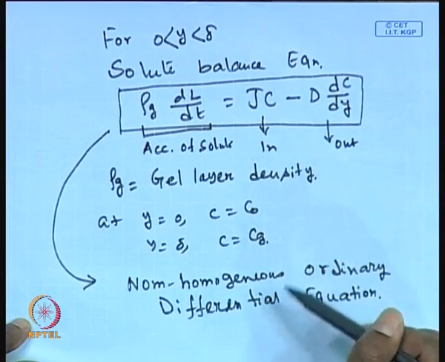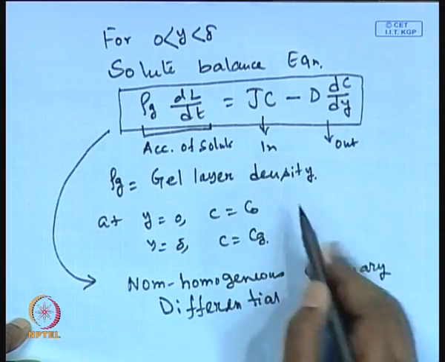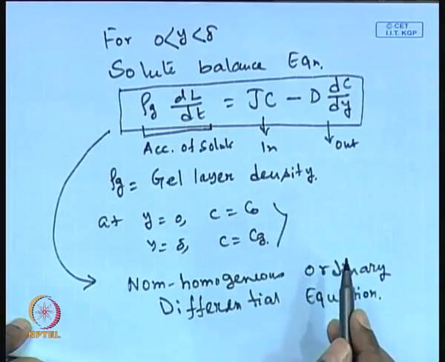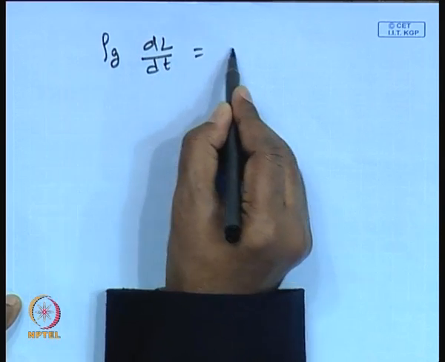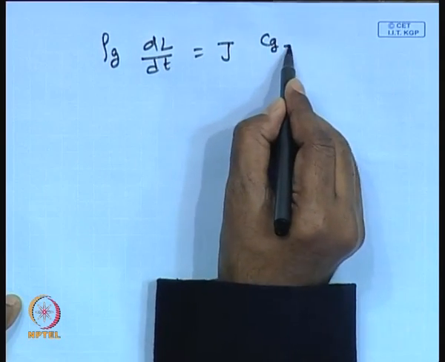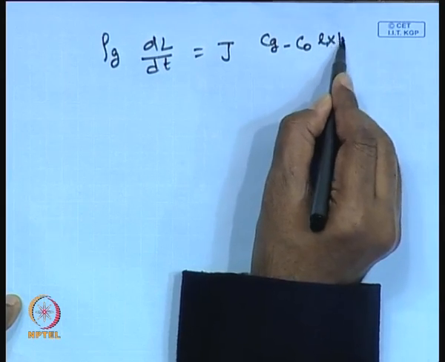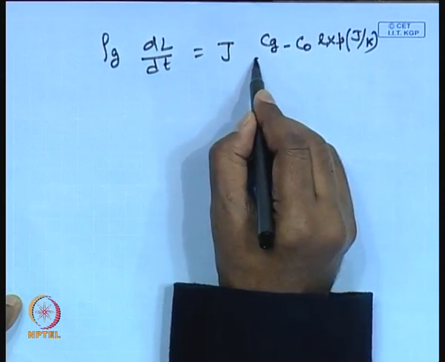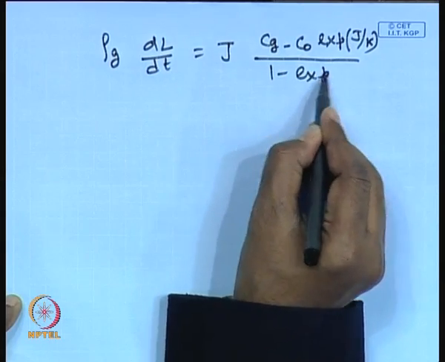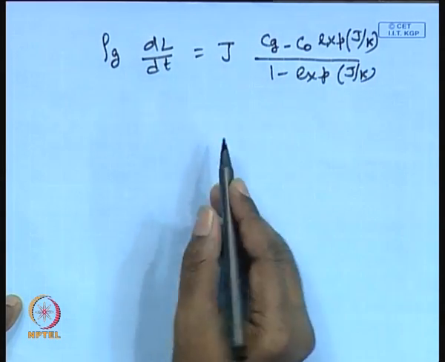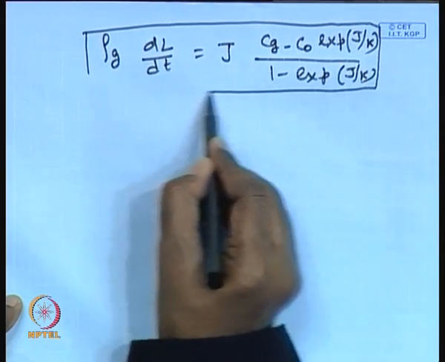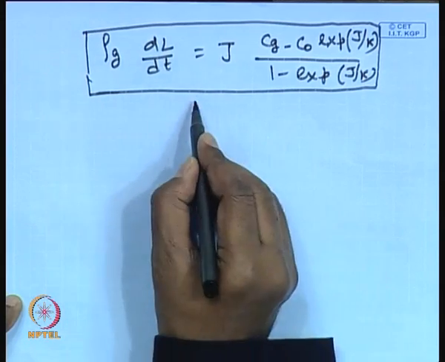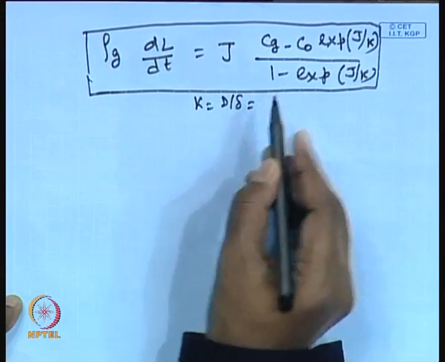Okay, use that and carry out the integration over y over these two boundaries from 0 to delta, and whatever you will be getting is that rho g times dL/dt is nothing but j times (Cg minus C0 exponential j/k) divided by (1 minus exponential j/k). Okay. And k is nothing but D by delta, the mass transfer coefficient.